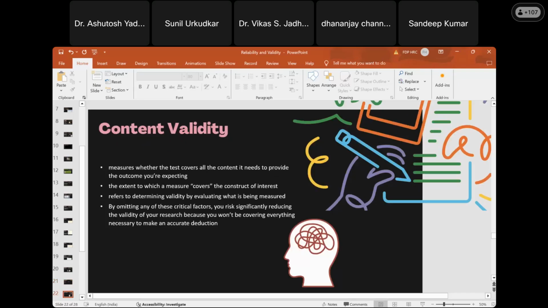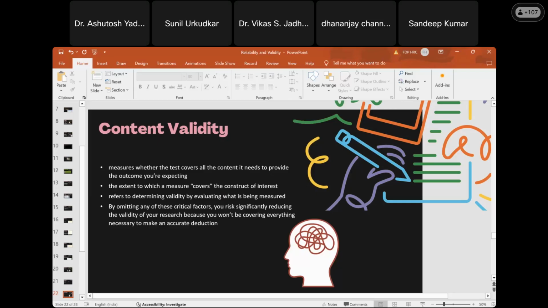Now this category looks at whether the instrument adequately covers all the content that it should with respect to the variables. In other words, we want to answer the question, does the instrument cover the entire domain related to the variable or the construct it was designed to measure? Okay, so content validity measure करता है क्या जो हमारा टेस्ट है वो सारा का सारा कंटेंट जो उसे मेजर करना था वो कवर कर रहा है या नहीं कर रहा है, to provide the outcome that you are expecting.